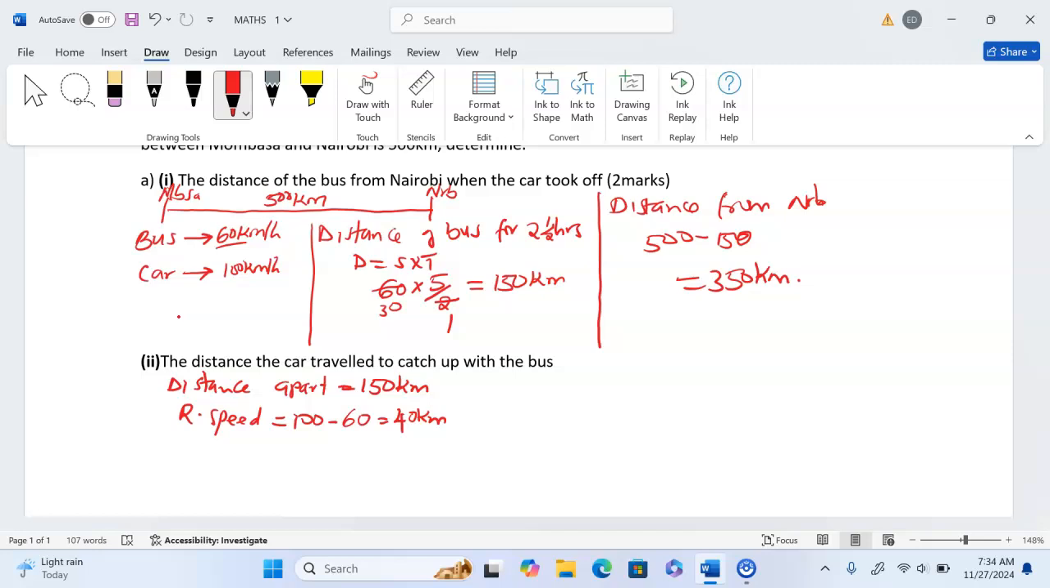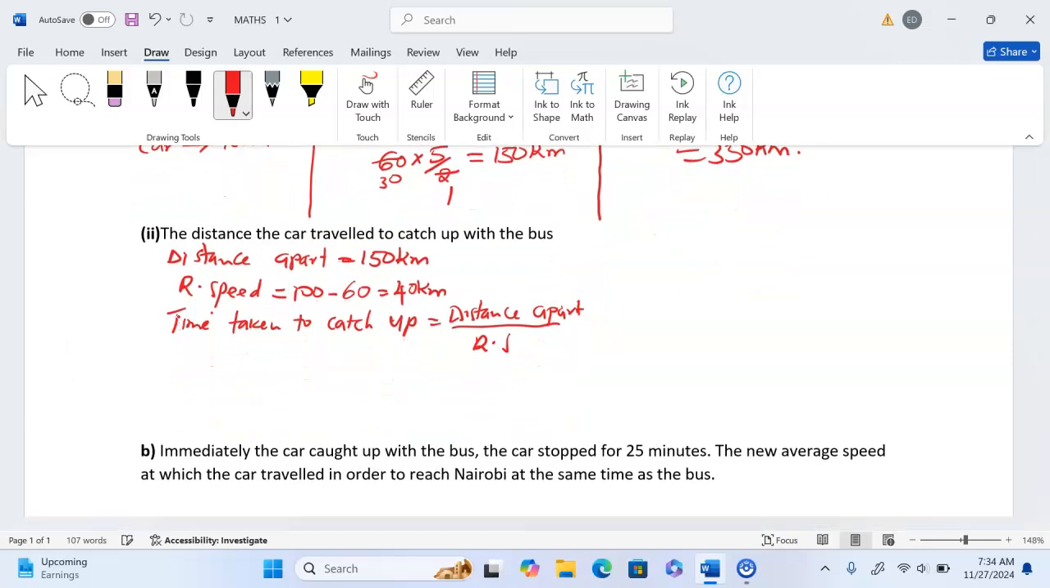So in this case, to find the distance, we must first get the time taken to catch up. Time taken to catch up is given by distance between them, or what we call distance apart, divided by what we call relative speed. In this case, the distance between them is 150 kilometers divided by the relative speed, which is 40, and this gives us exactly 3.75 hours.